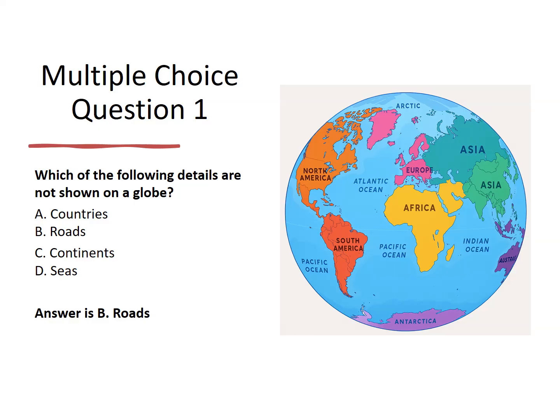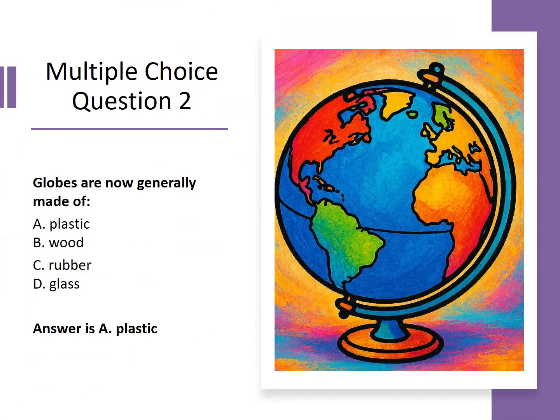Here's our first question. Which of the following details are not shown on a globe? Option A, countries. Option B, roads. Option C, continents. Option D, seas. The correct answer is option B, roads. Let's move to the next question.